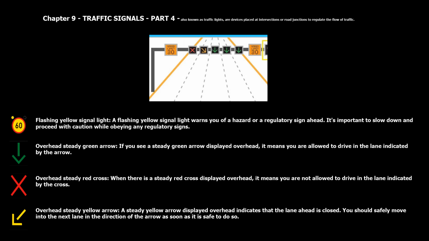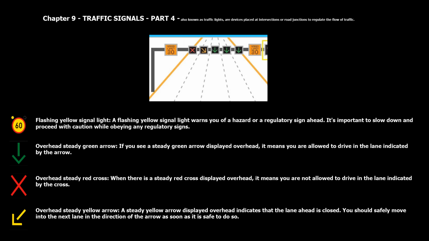Another type of overhead sign is the red cross. When there's a steady red cross displayed overhead, it means you're not allowed to drive in the lane indicated by the cross. So in the image, there's a red cross overhead, meaning that when you see one, you should not drive in that lane.